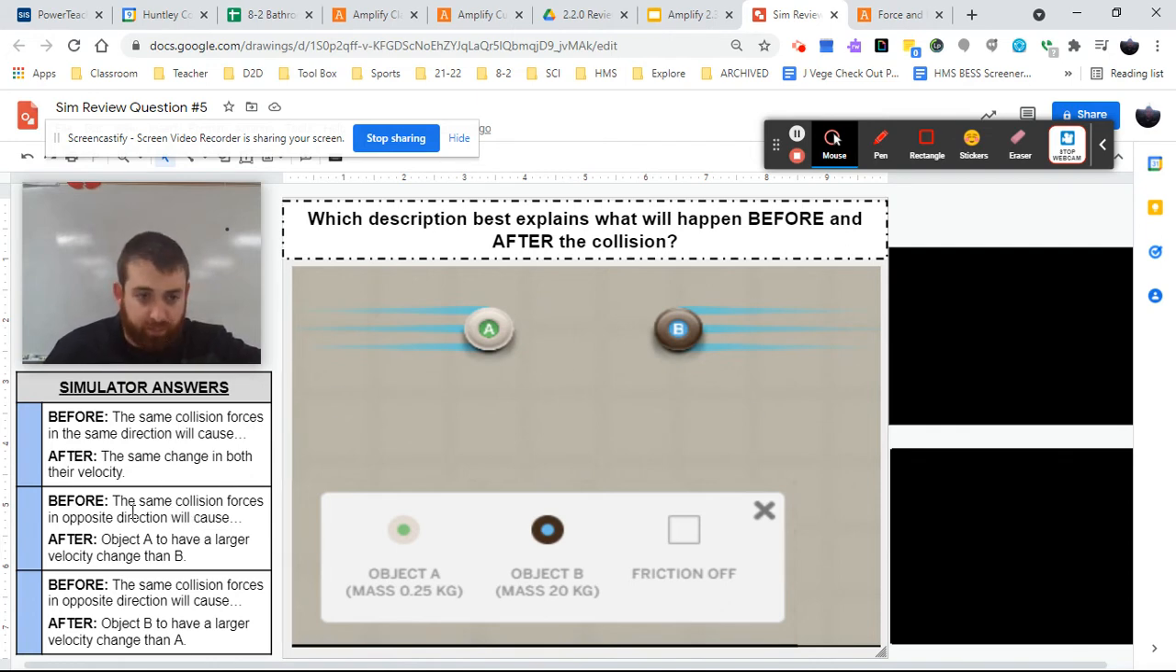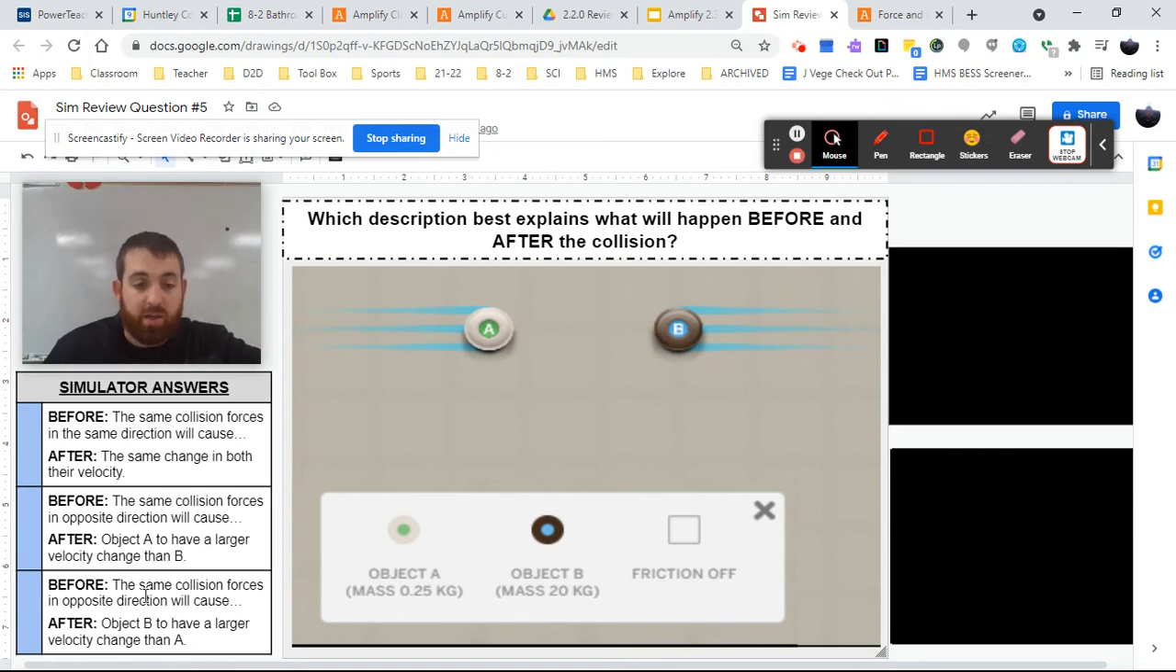Option 2, the same collision force in opposite directions will cause, let's look at the after, object A to have a larger velocity change than B. So same forces, opposite direction, A will have a larger velocity change than B.